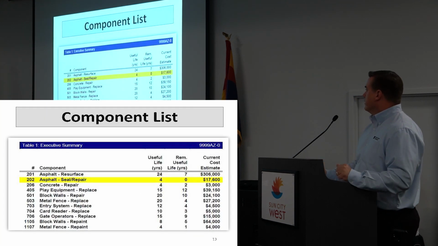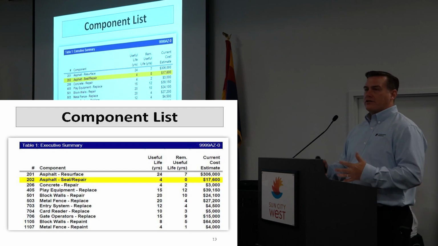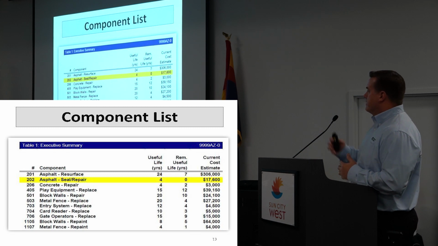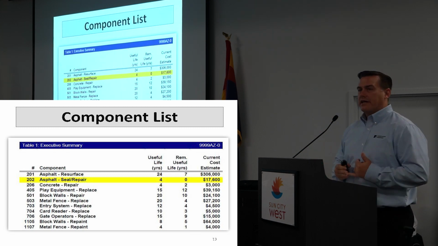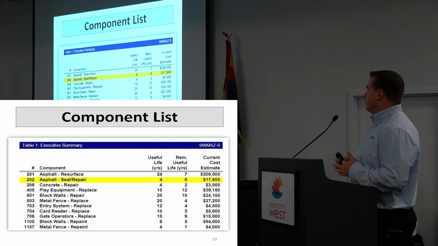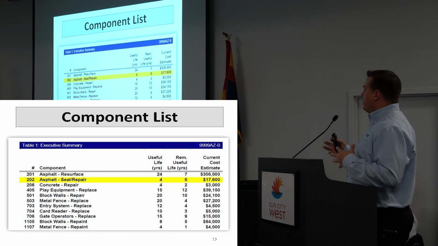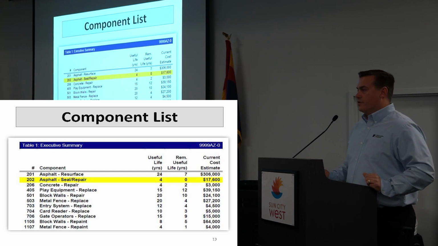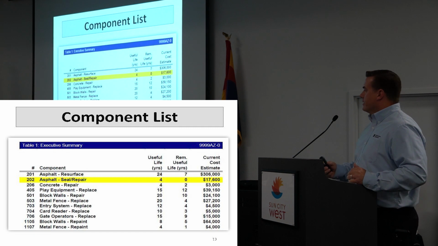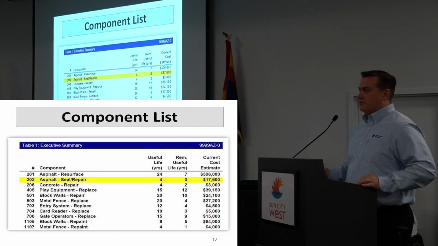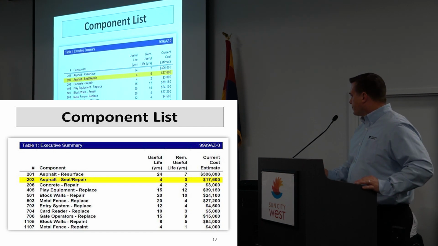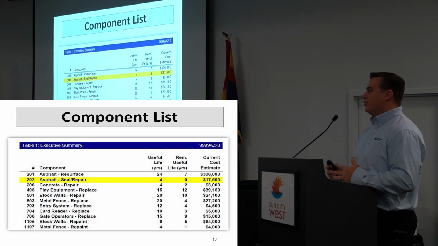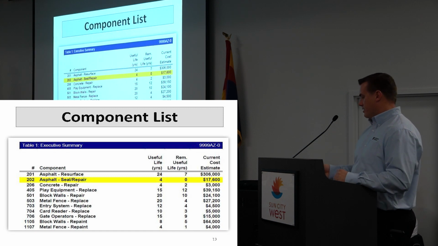So here's a sample component list that's compiled after inspection of the community. Every component that we are including in the reserve study is identified with a title. It has an assigned useful life, remaining life, and current cost. So with this component list, this is what the culmination of what we would call the physical analysis portion of the reserve study. And we developed this list through a thorough, on-site visual inspection of the community. Once we have this data in place, our physical analysis is complete and we can move into the financial analysis portion of the reserve study.